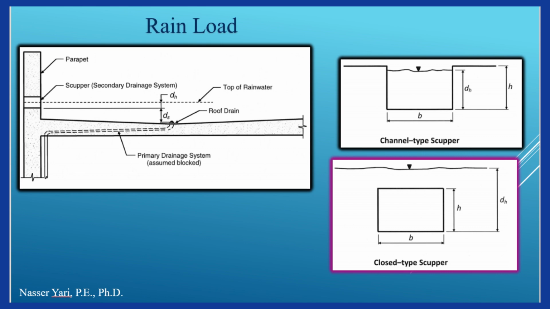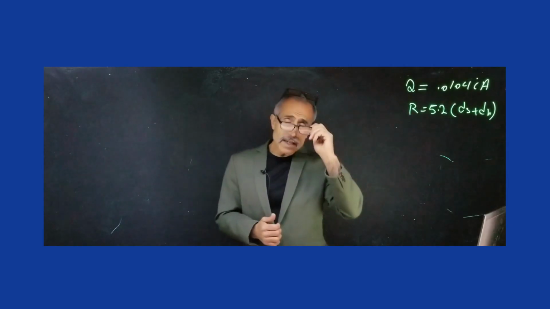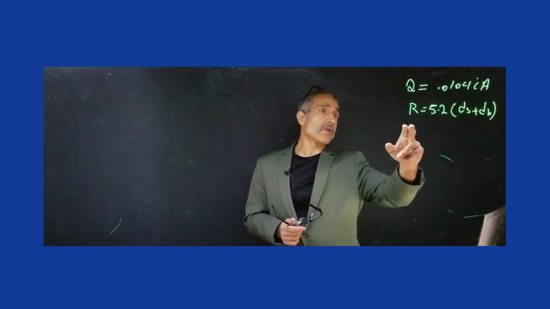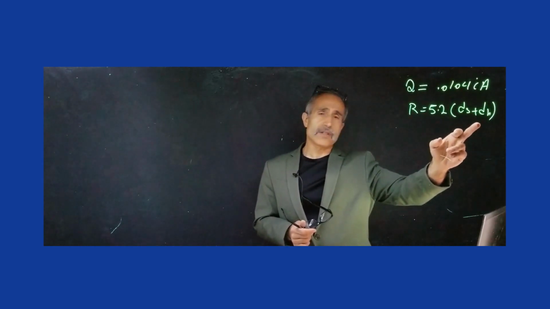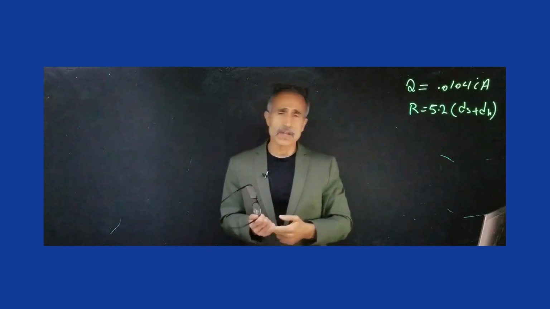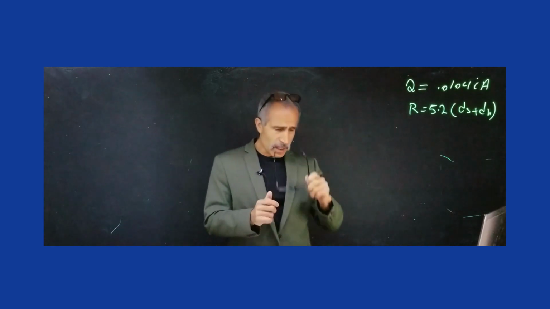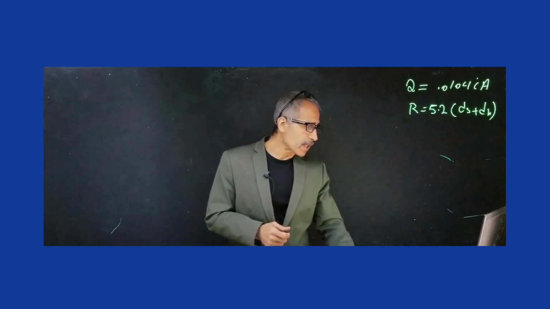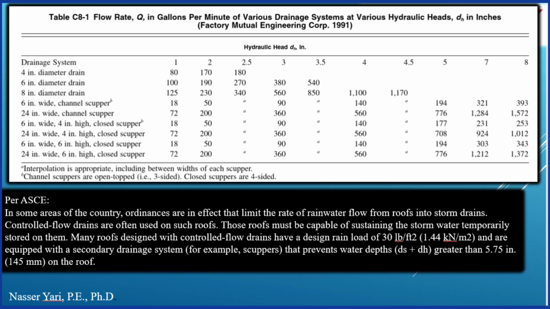To calculate the load, all we have to find out is DH, since DS is given. There are two different ways we can find DH. The first way is by looking at the table per the code, right here. In this table, you have Q, in our case in gallons per minute, and DH is shown in inches. And there are different types of scupper there.